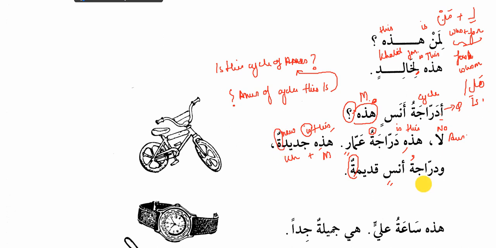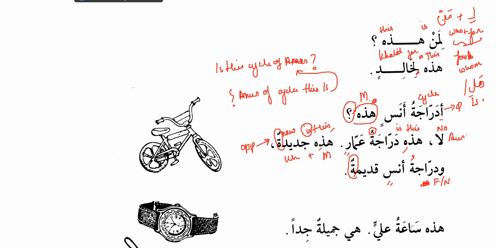Because daraja is a feminine noun. Okay, and qadimatun, for the males you will use qadim, and jadid and qadim are opposite words. The opposite of jadid is qadim.